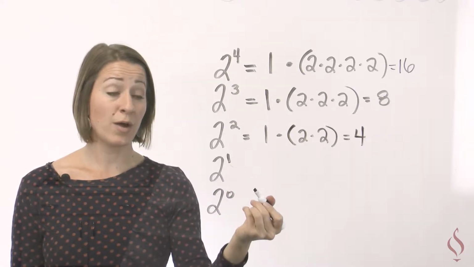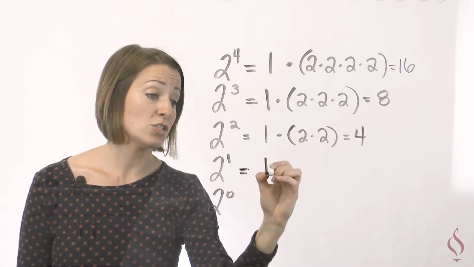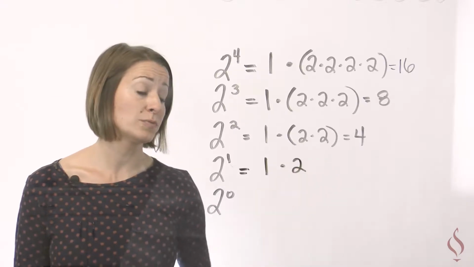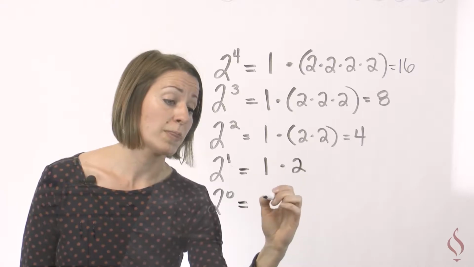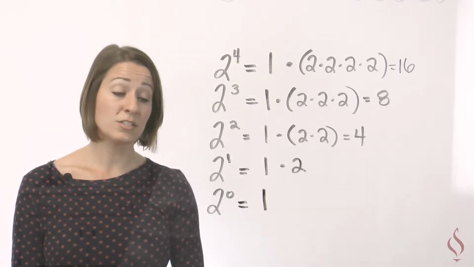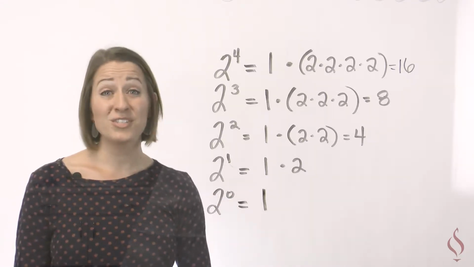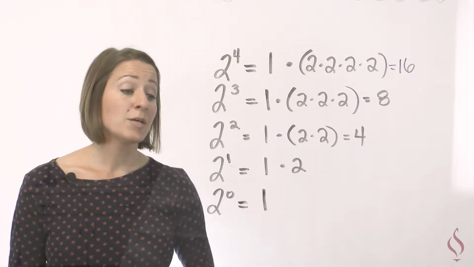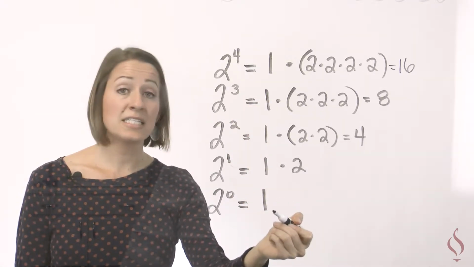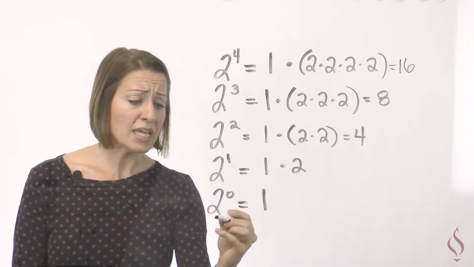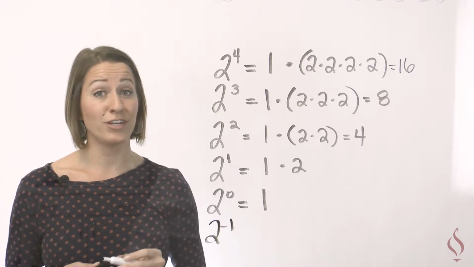And 2 to the 1st power, a lot of times that exponent of 1 is not written at all. This is just 1 times 2. That leaves us with 2 to the 0 power, which equals 1. So a lot of times the textbook just says anything raised to a 0 power equals 1, but this is the reason, because every number always has at least a factor of 1. And then we can go on into negative numbers, but I'm going to save that for another video.